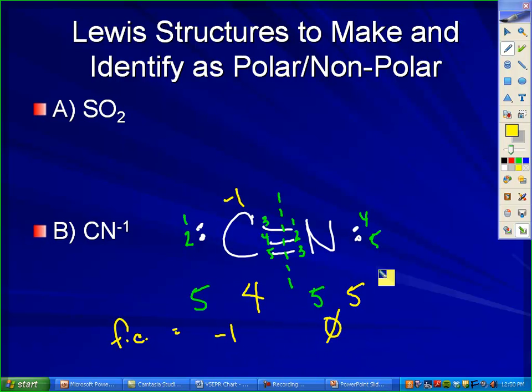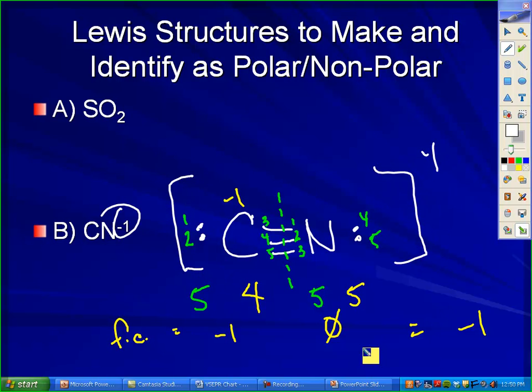Remember what I said about the sum of formal charges: -1 and 0 will give me an overall charge of -1, and of course we know that CN minus 1 has an overall charge of -1. So that does hold true here. We've got a formal charge of 0 on our nitrogen and -1 on our carbon, giving us an overall charge of -1.